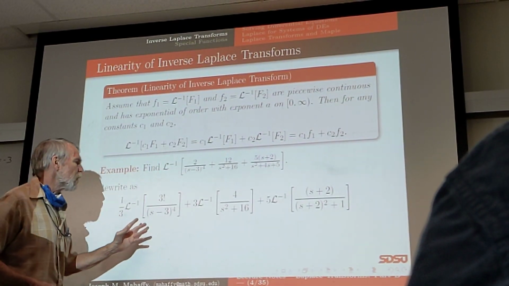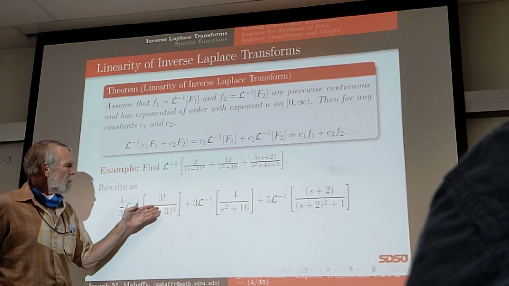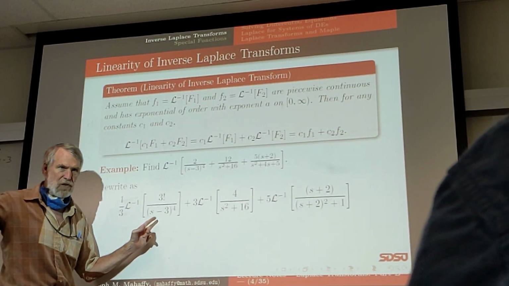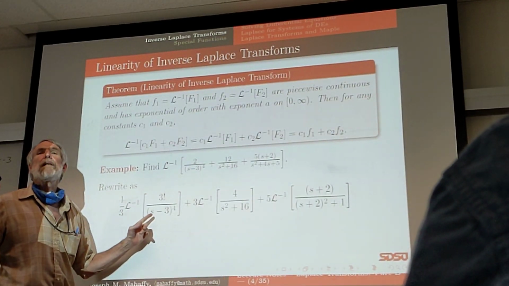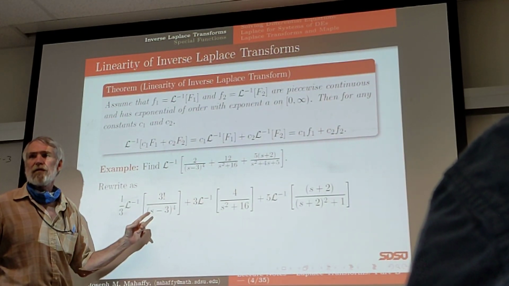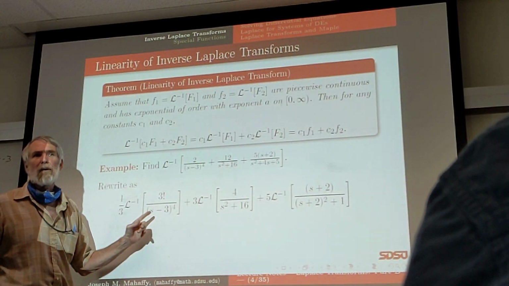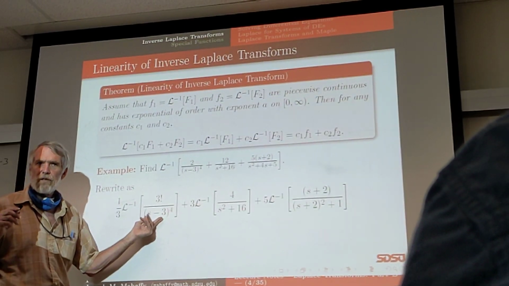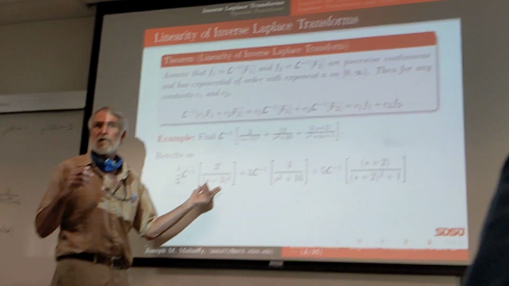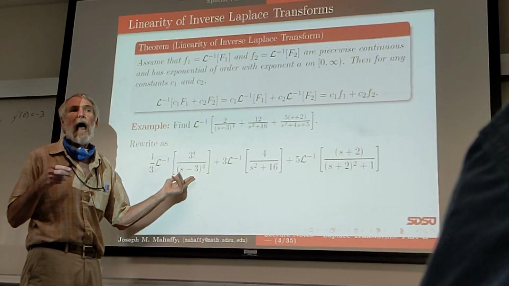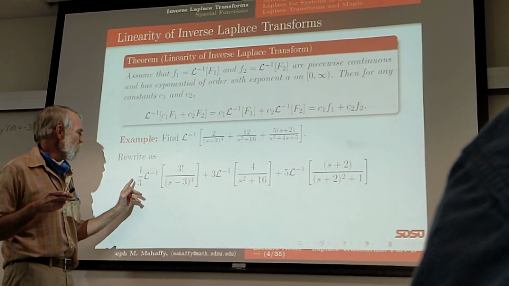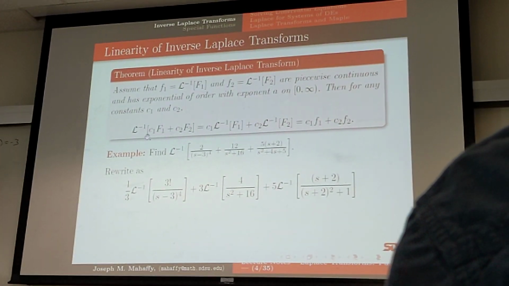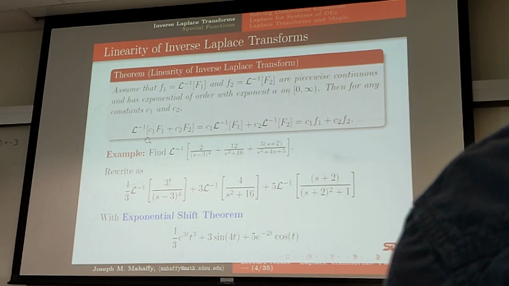This one's a little trickier. If you were to just have 3 factorial over s to the 4th, that was from the previous slide, this one would have been t cubed. All right? It's in the table. But now we put this s minus 3, what does that tell us? You shift it. So you would get an e to the 3t times that t cubed. And then, of course, these constants come out in front. And so we can do the inverse Laplace transforms of each of the individual ones.